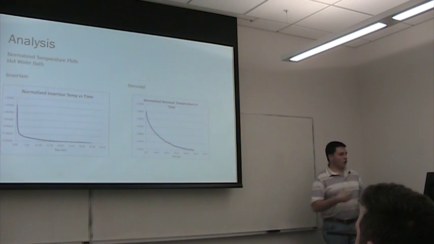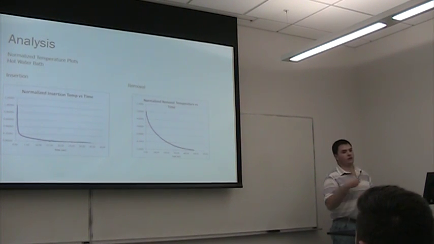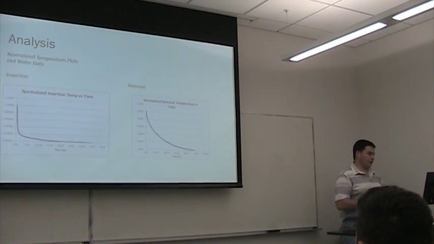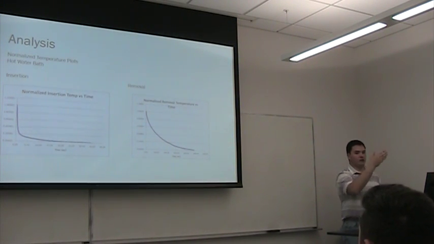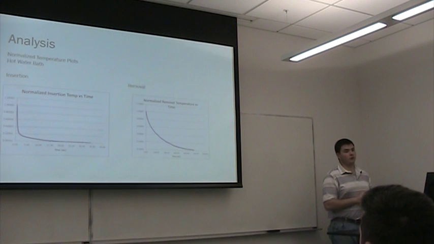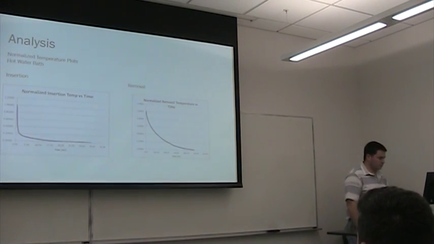I then normalized both temperatures by taking the measured temperature minus the initial temperature, divided by the initial temperature minus the steady state temperature. Shown on the screen is an exponential decay graph of how that temperature decreased with respect to time. You can see that the temperature suddenly drops as you insert or remove. It is a little quicker when you insert the thermocouple into the water, due to the heat transfer, the heat convection coefficient, and our heat equations.